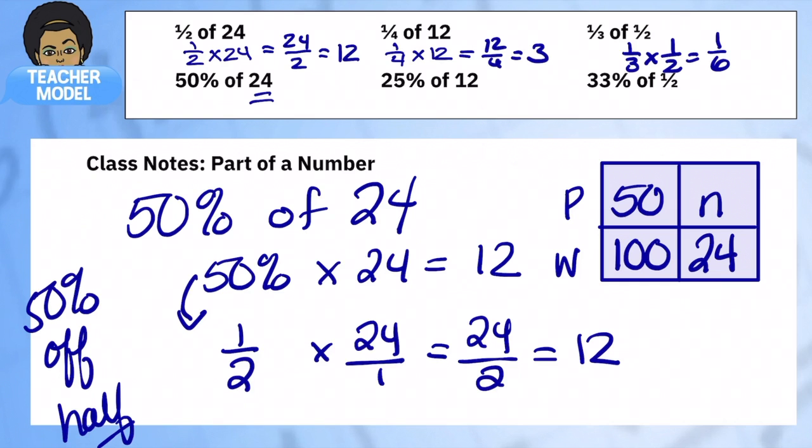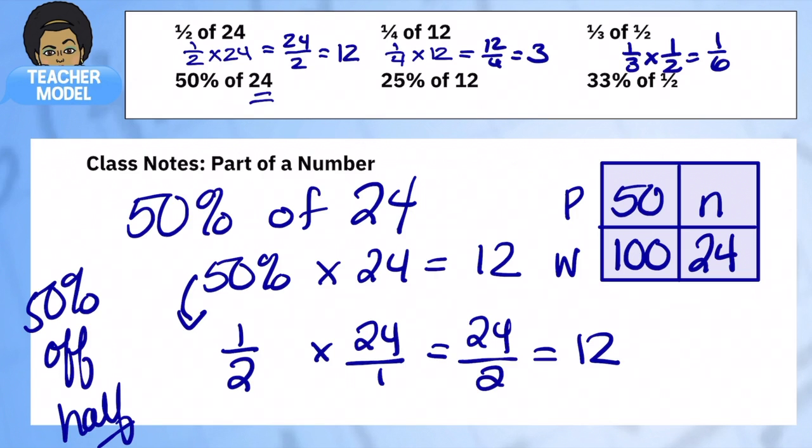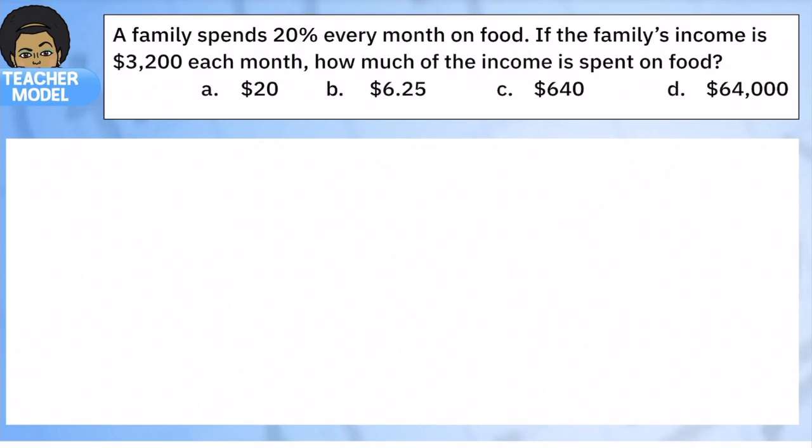So hit pause for a second to jot this down. And we're going to practice this out. There's a lot of new information, so let's practice. A family spends 20% every month on food. If the family's income is $3,200 each month, how much are they spending?